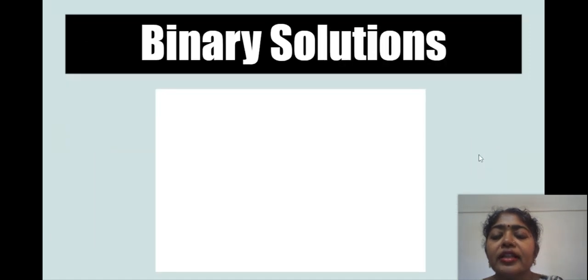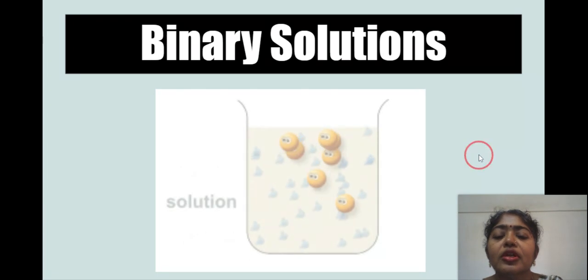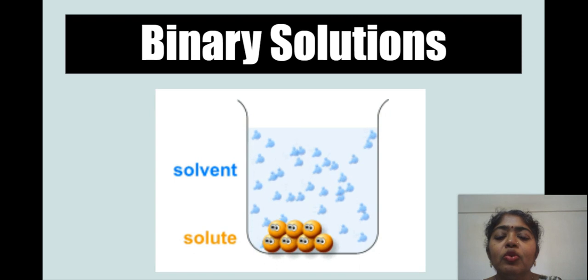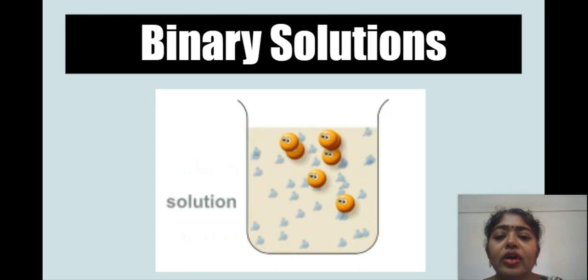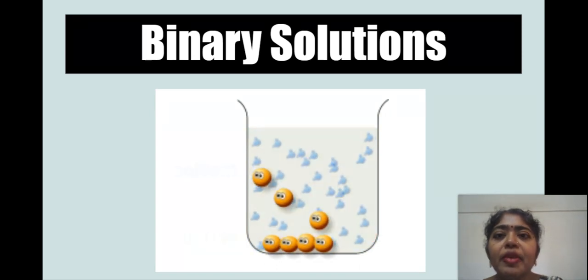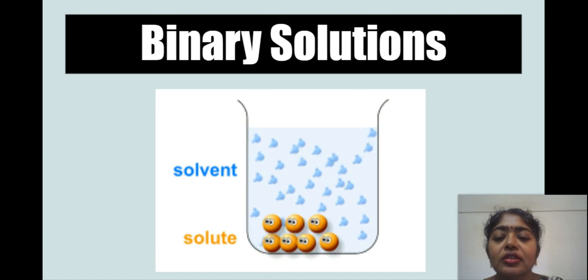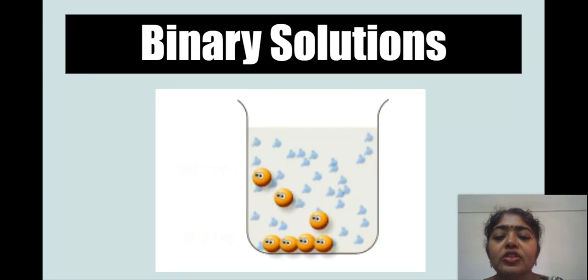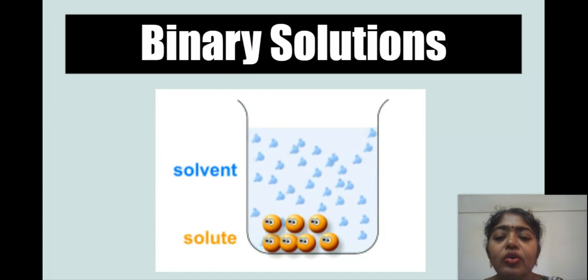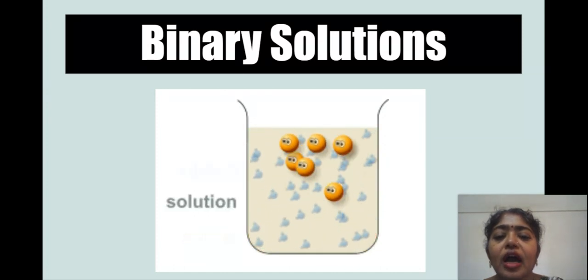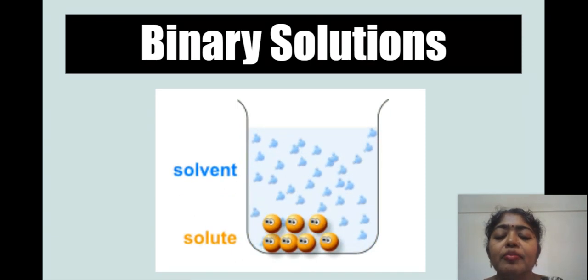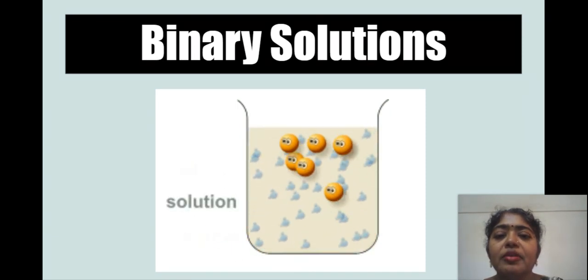So we can understand this better with the help of this image. Here you can see a beaker which comprises blue colored solvent particles and yellow colored solute particles. When they mix together, they give us a solution. So this is a binary solution made up of just two components, the solute and the solvent. The solute, as you can see, the yellow colored particles, are smaller in number. They form the minor component of the solution, while the blue colored particles, or the solvent, form the major component of the solution.